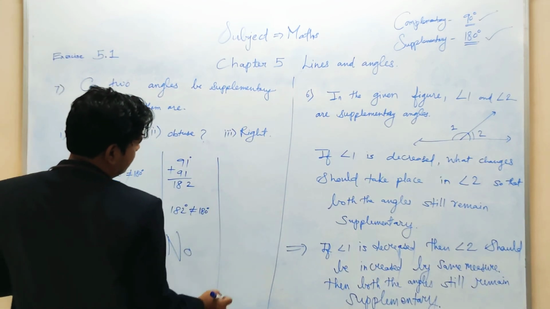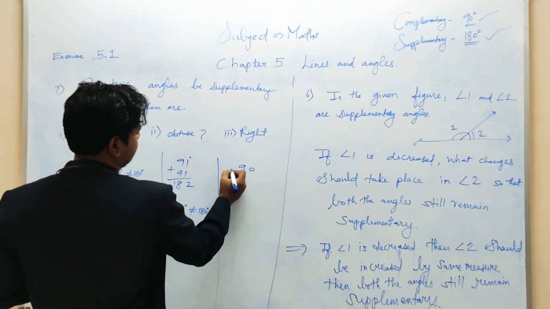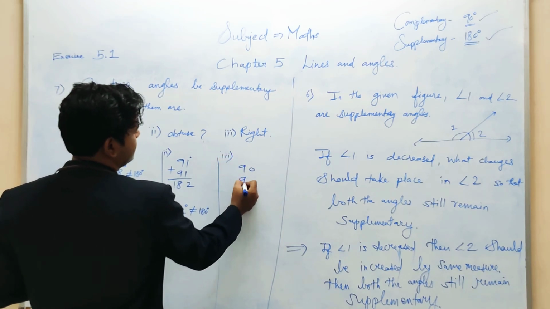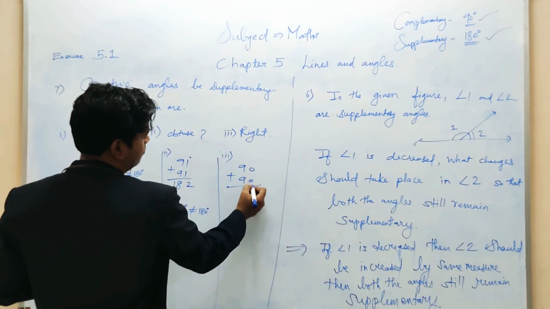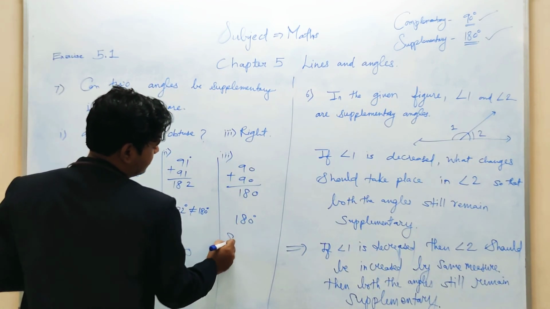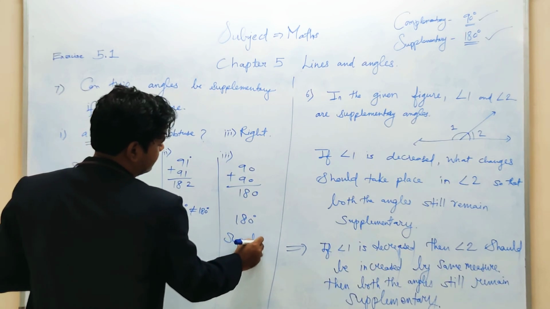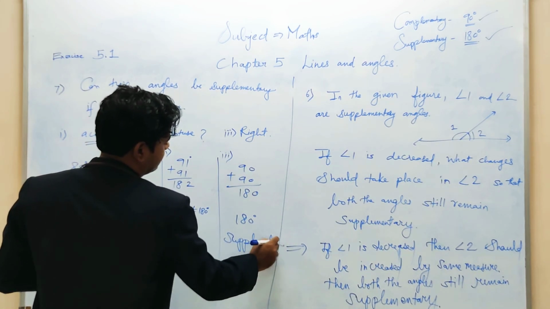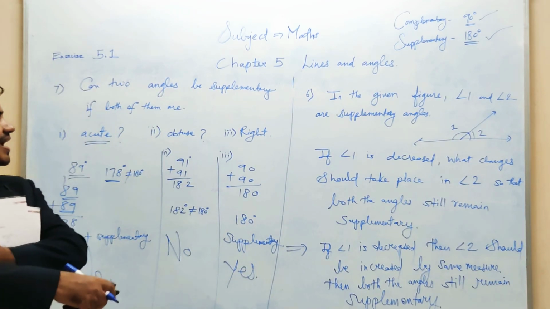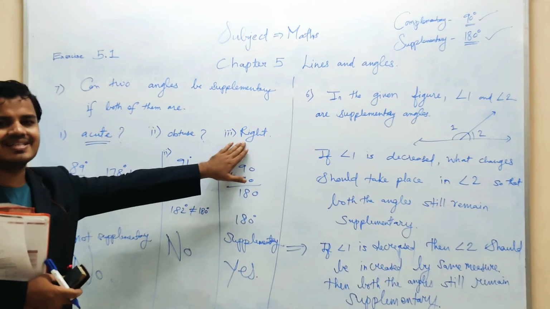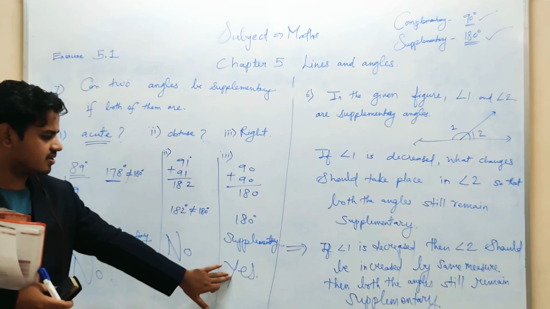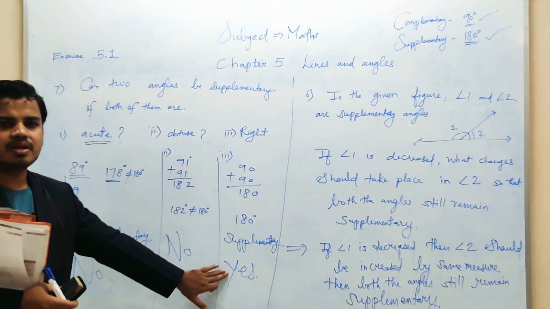And next, if the two angles are right, 90 plus 90: 0 plus 0, 0, 9 plus 9, 18. So 180 degrees, which is supplementary. Okay, so what we can write? Yes. So only in one case, that is the third case, if both the angles are right, then the sum of their measures will be equal to 180 degrees, that is, it will be supplementary.